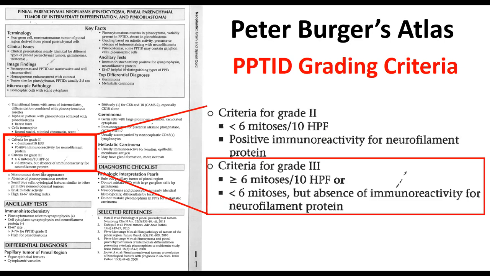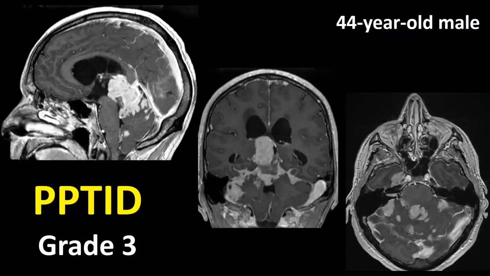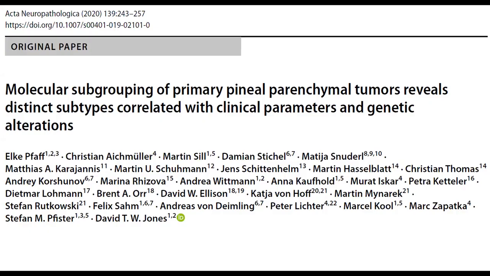There were fewer than 6 mitoses. I showed you the PHH3, right? So mitotic figure immunostain, but the neurofilament protein was essentially stone cold negative. That bumps it to a 3, and it certainly fits with the dissemination. All right, so the diagnosis in this case, 44-year-old male, beautiful age for this, PPTID grade 3.